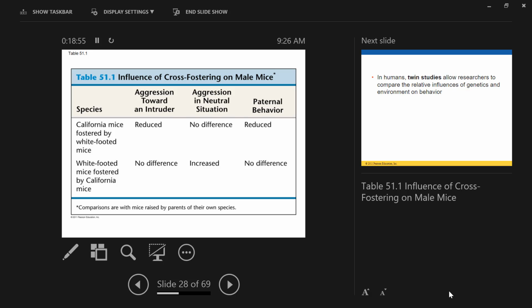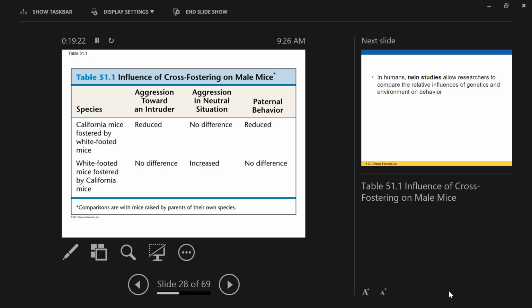Yeah? How would it show aggressiveness in a neutral situation? So in a neutral situation, if they're away from the den. In terms of aggression towards an intruder, this is if some other individual enters into the den. Okay? A neutral situation is outside of the den, maybe when they're foraging, and they run across another individual. Do they demonstrate aggression? That's a good question. Did you have that same question, Mark? Yeah. Okay. Any other questions?